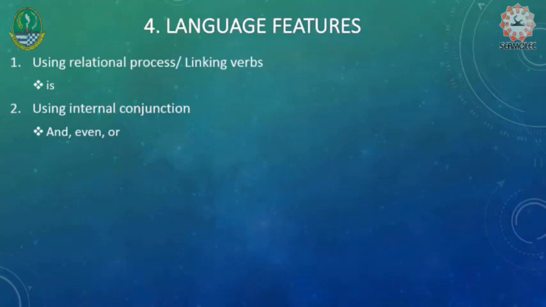Secondly, we have to use the internal conjunction. The internal conjunction can link noun and noun, adjective and adjective, sentence with sentence, and I find here "and," "even," and "or." Okay, and the third one is using causal conjunction. So the causal conjunction is something that can result in cause and effect. Something can cause and affect another thing. So I find the causal conjunction "so" in this text.